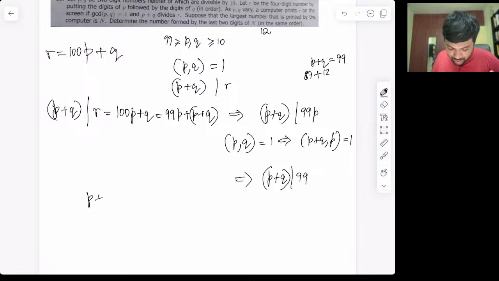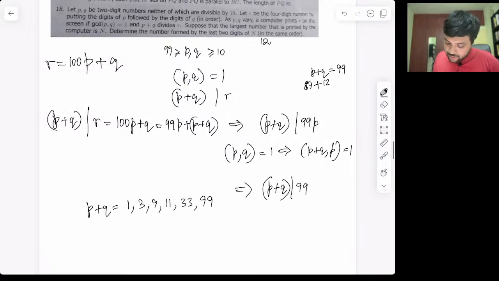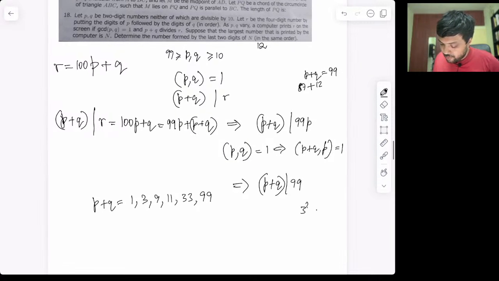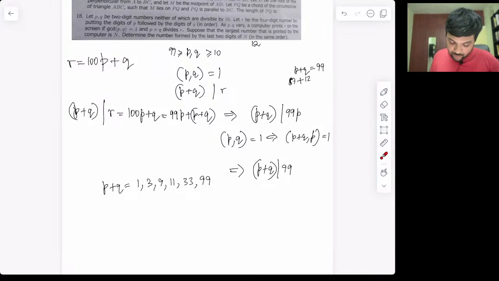So p plus q can only be a factor of 99, which is 1, 3, 9, 11, 33, 99. These are the only factors it can be, which by the way, hopefully is correct. 3 squared times 11 to the power 1, you should have 3 times 2, 6 factors, and I have 6 here. So we are limited to 6 possible cases, and we can do a case analysis. We have to check whether each of these cases works.